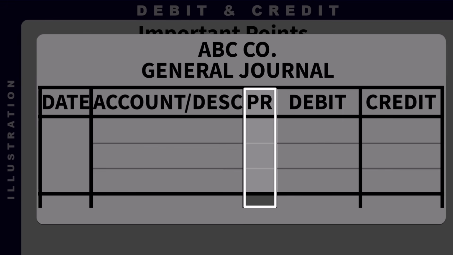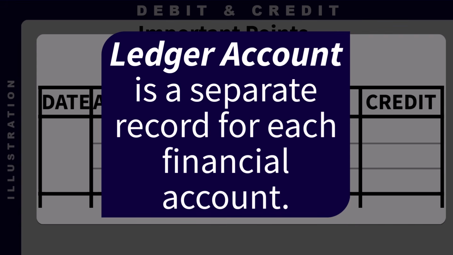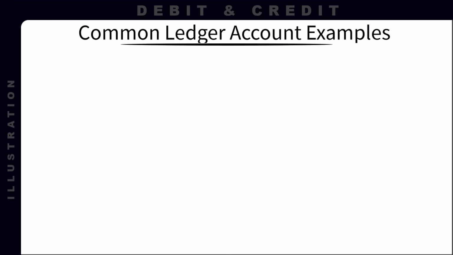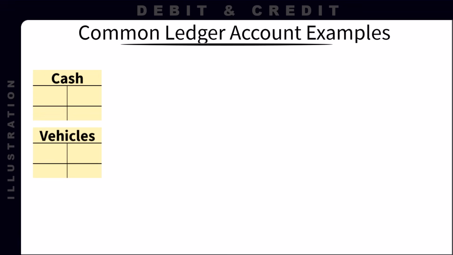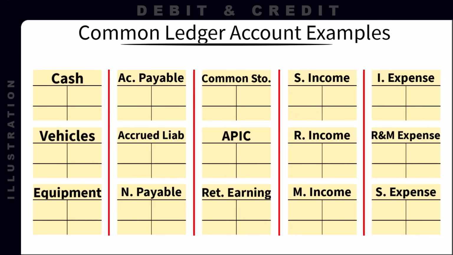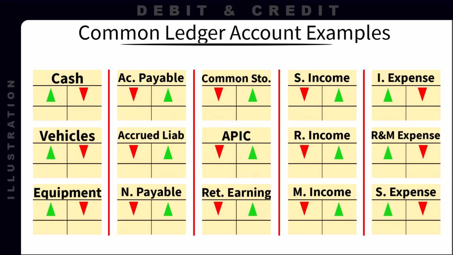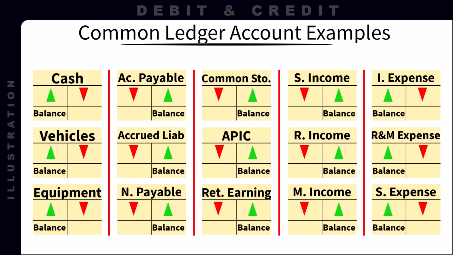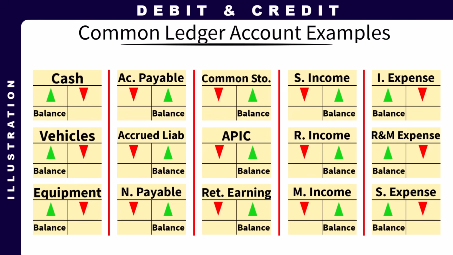To understand this PR column, PR stands for post reference, we must first understand another type of accounting record called the ledger account. A ledger account is a separate record for each financial account. For example, cash has its own ledger. Similarly, vehicles, equipment, and so on have their own ledgers, where increases and decreases are recorded, and final balances are maintained. Let me clear a few points here before going back to the journal.